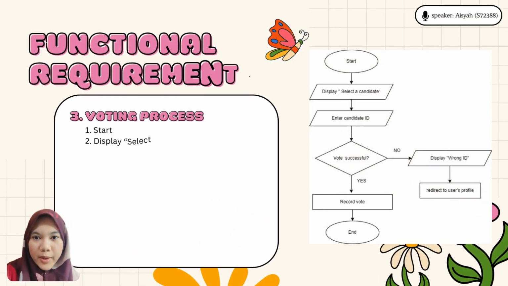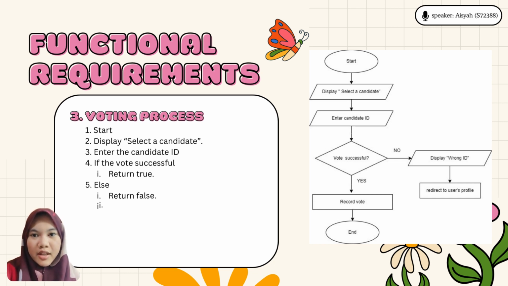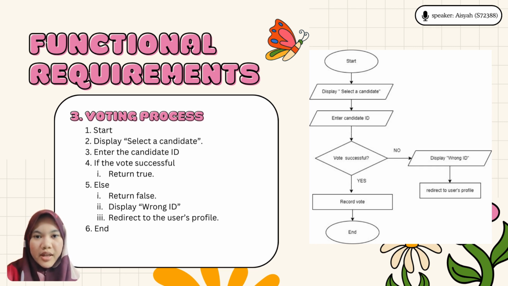Next, functional requirement number 3 is the voting process. We begin the pseudocode with start, then display select a candidate. Then we ask the user to enter the candidate ID. If the vote is successful, it will return true, else it will return false and display a message which is wrong ID and redirect to the user profile, and then end the pseudocode. And next to it is the flowchart of this pseudocode.